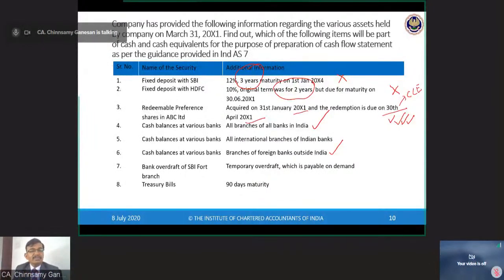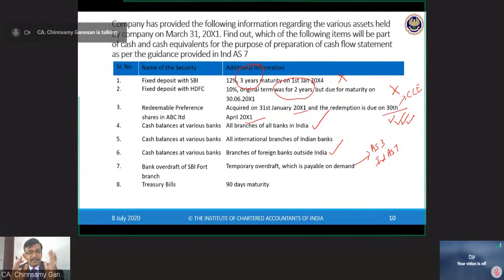Bank overdraft from State Bank of India, 4th branch, which is a temporary overdraft, which is payable on demand: whether it is cash and cash equivalent. Interestingly, there is a significant difference between AS 3, which is our cash flow statement as per our accounting standard, and Ind AS 7. Ind AS 7 says any temporary overdraft which you have taken should also be considered for the purposes of managing your cash and cash equivalent. And accordingly, it is not considered as a loan. It is considered as part of your cash and cash equivalent.